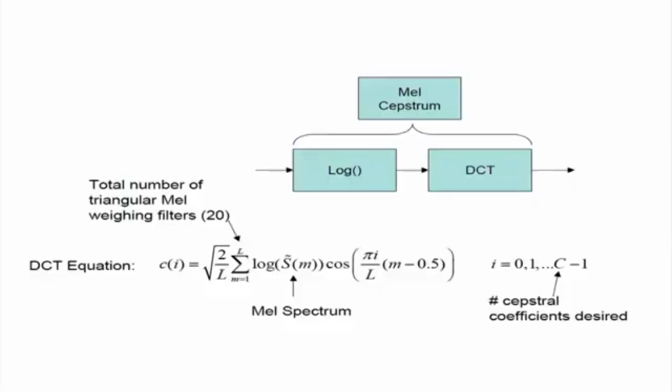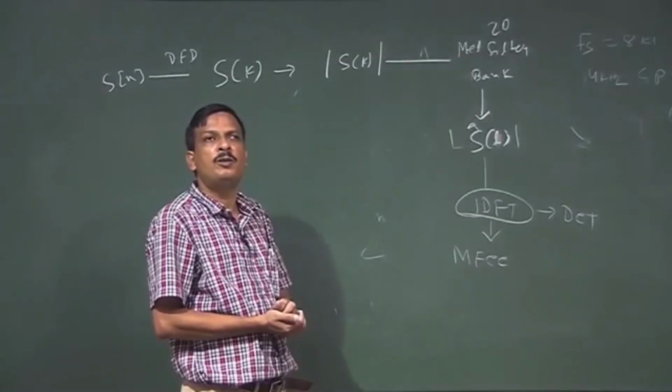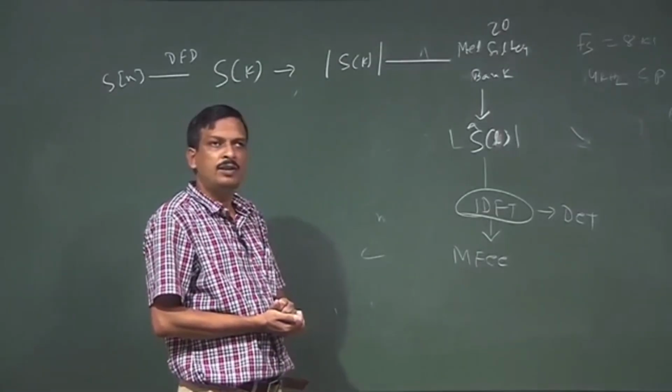So, this DCT equation is: S cap m or L, whatever, times cos of pi by L times (m minus 0.5), with i equal to 0 to C minus 1. Okay, is the number of cepstral coefficients okay or not?